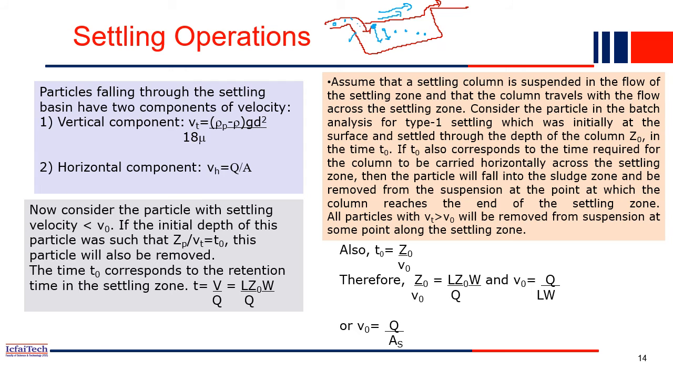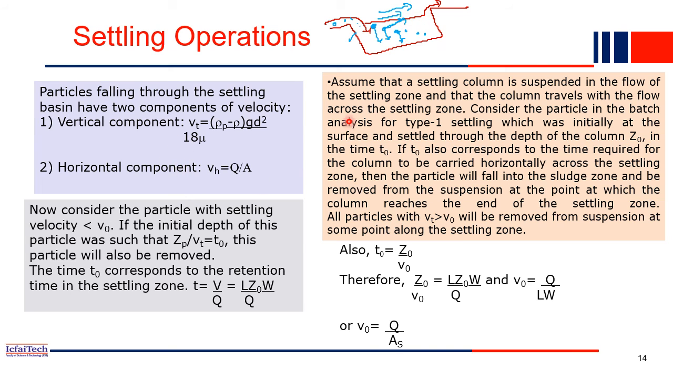So each particle has two forces. One is horizontal, because the water is moving horizontally, and also because of gravity, the particle is settling down to the bottom. So each particle will have two velocities. One is the horizontal velocity, and the other, sorry, is the vertical velocity, vt. This we have already derived, right? The Stokes equation we derived in the earlier slides. And the horizontal velocity means slowly this particle is going horizontally also. So each particle will have two velocities.